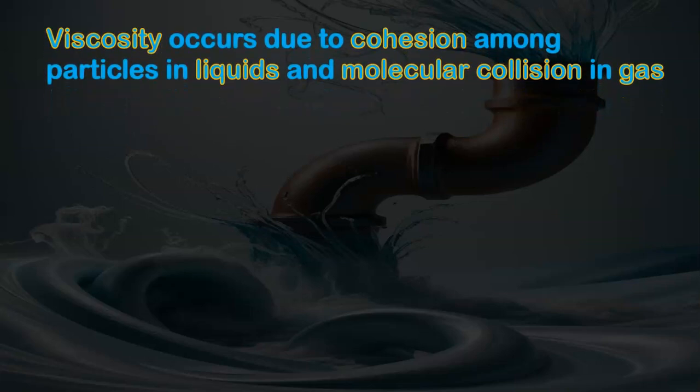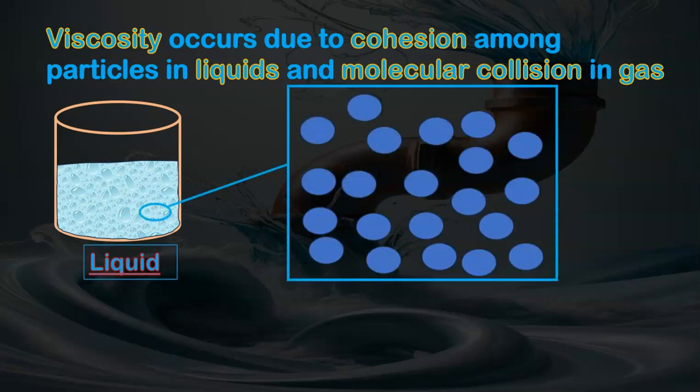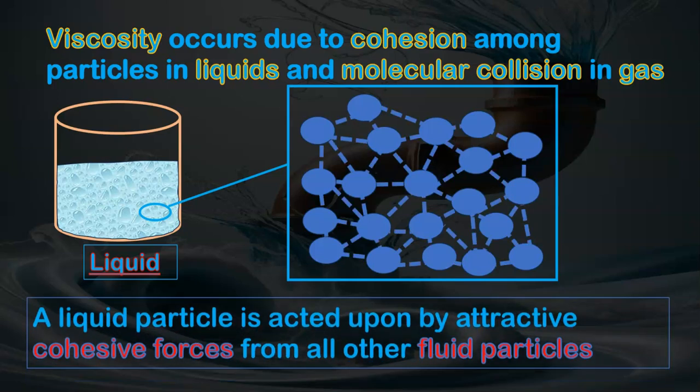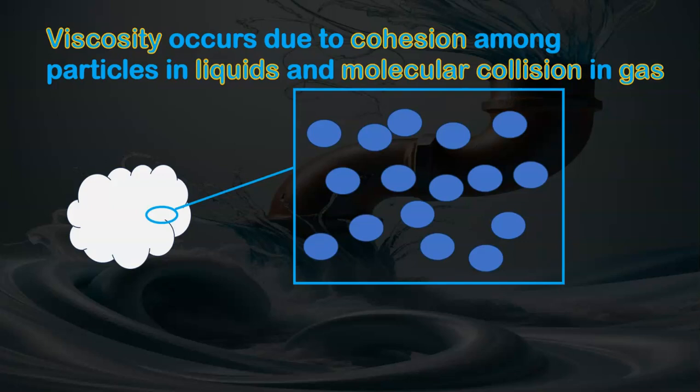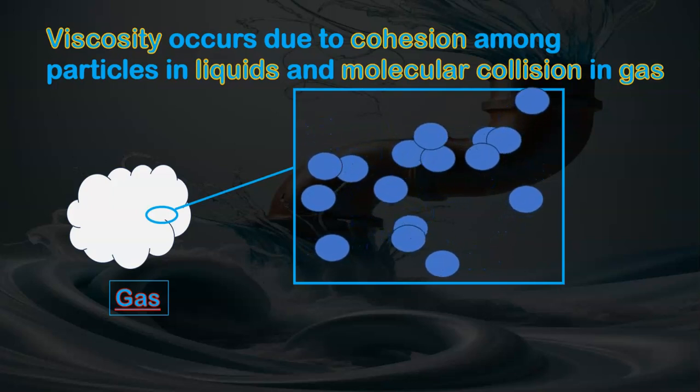Now the viscosity occurs due to cohesion among particles in liquids and molecular collision in gas. Now let's take the liquid, and you look at the microscopic view. The liquid particle is acted upon by attractive cohesive forces from all other fluid particles. So the cohesive forces or cohesive bond is shown in the figure by means of dotted blue lines. Now in the case of gas, this is the microscopic view, and you can see the molecular collisions, which is responsible for viscosity in gas.